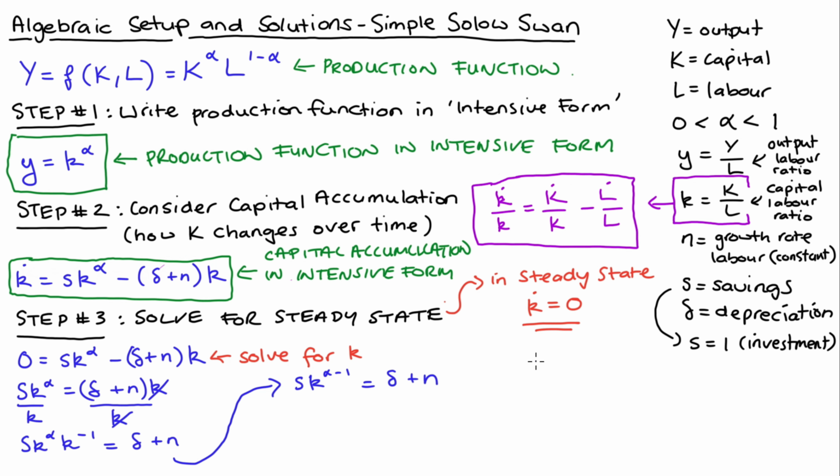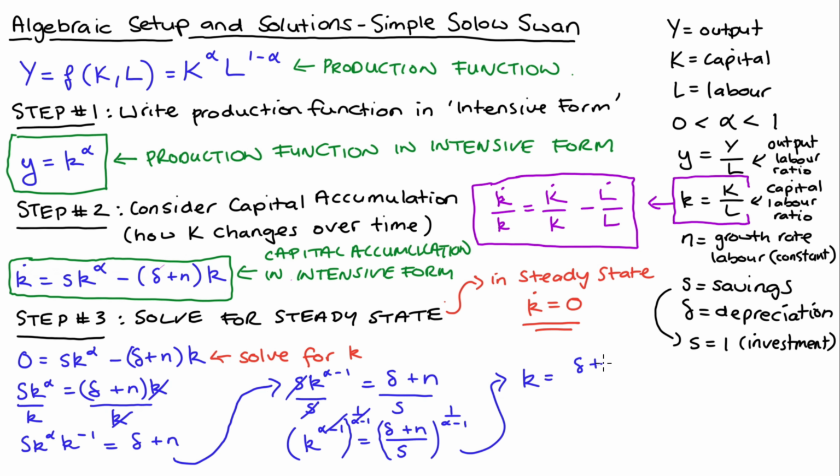I can then divide out that s, and I get k to the power of alpha -1 is equal to delta plus n divided by s. Now I do need to get rid of that exponent on our k, so I'm going to raise both sides of the equation to 1 over alpha -1. This will cancel out the exponent on the left hand side, so we're left with k is equal to delta plus n over s all to the power of 1 divided by alpha -1. Now this is a perfectly fine expression for our steady state level of capital per labor.